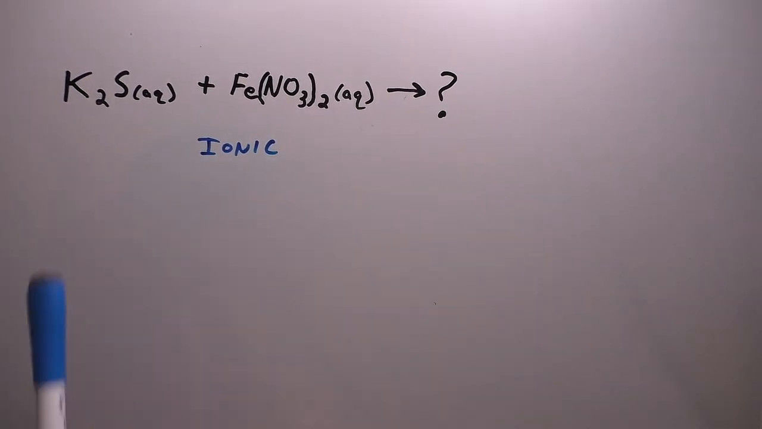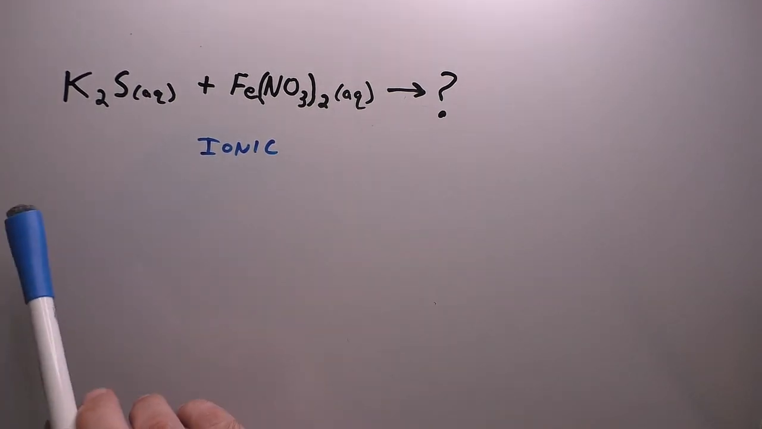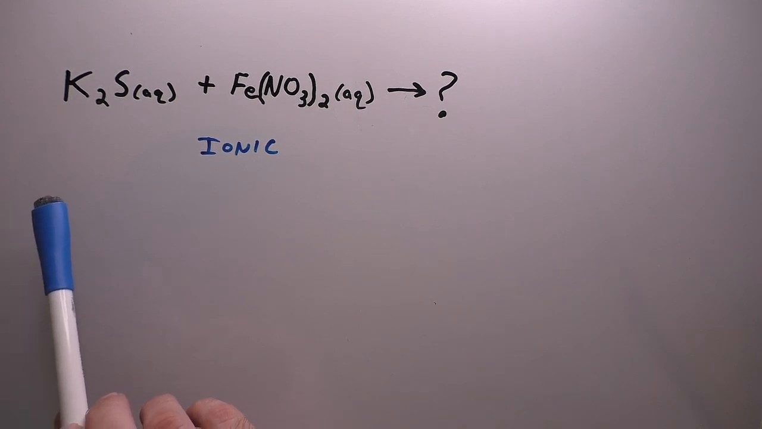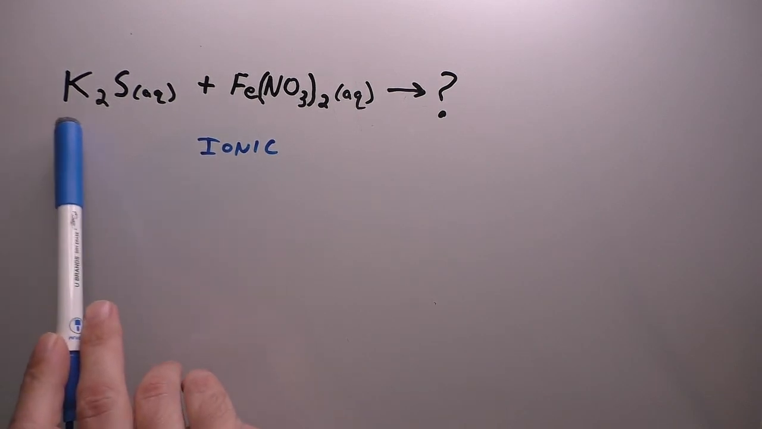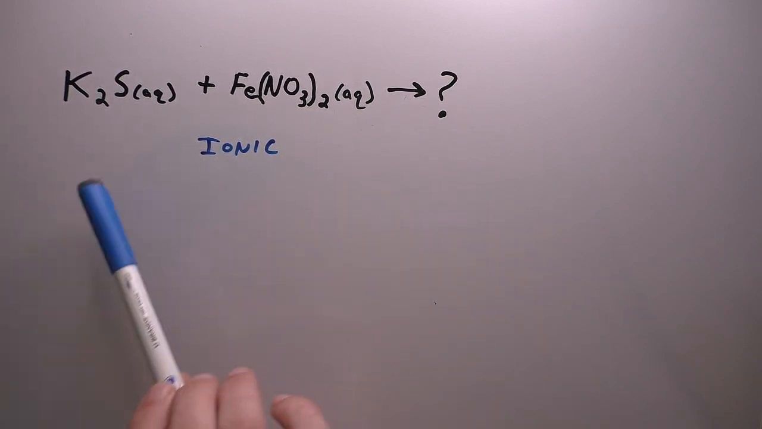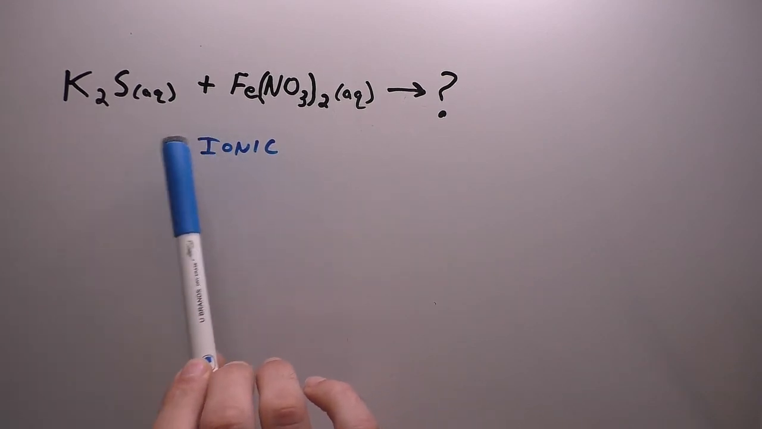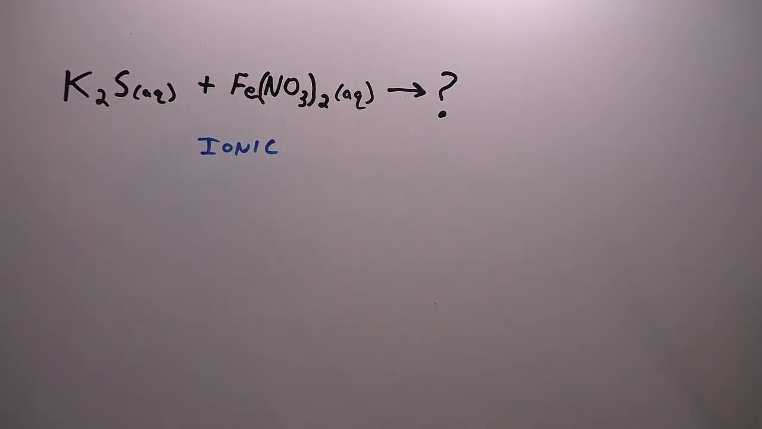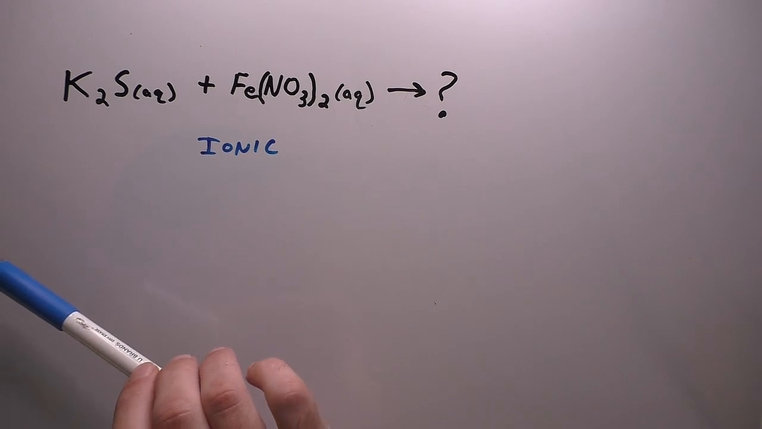Well, that's because ionic compounds will have a metal in addition to one or more nonmetals, and covalent compounds or molecular compounds just have nonmetals only. So potassium, iron, those are both metals. Sulfur, nitrogen, oxygen, those are nonmetals. So we know that these are two ionic compounds. They have a positively charged ion or cation, and they have a negatively charged ion or anion, right?